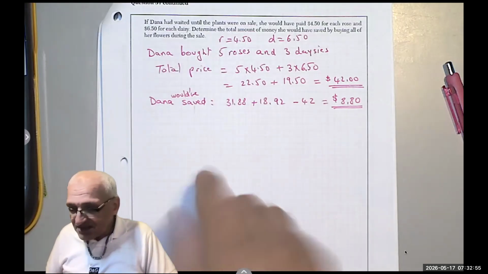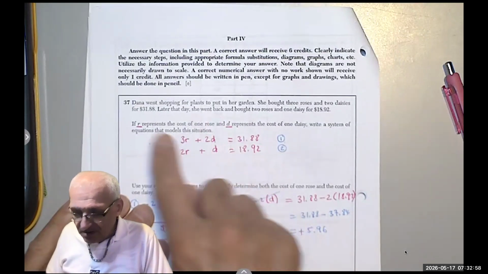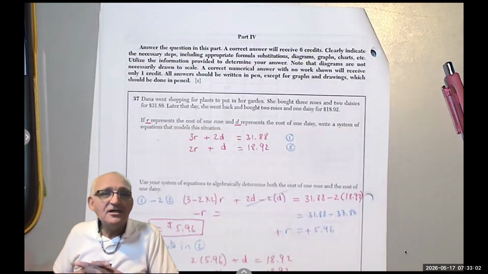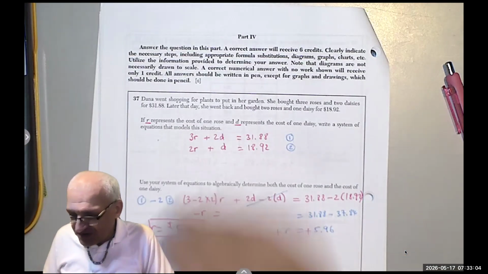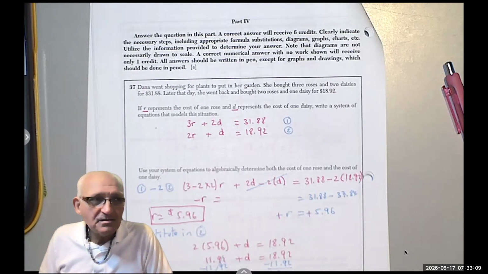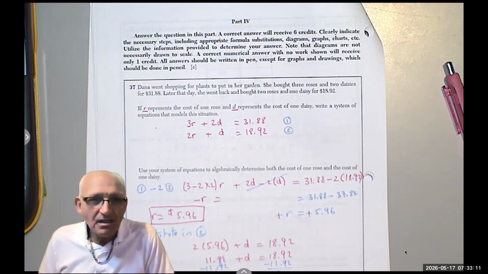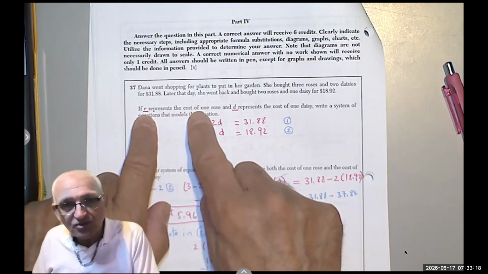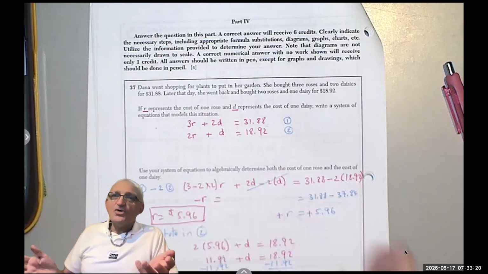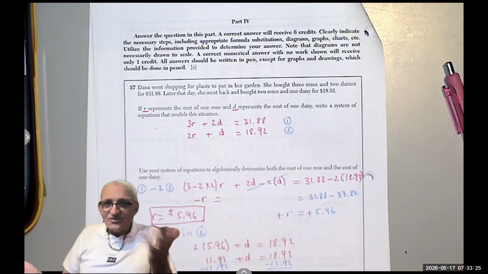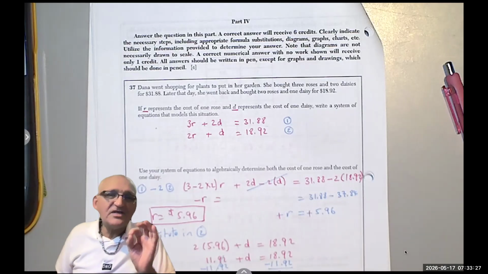And by the way, if they didn't give you this piece, I've seen a lot of students say, let R be rose and D be daisies. What does that mean? R is a rose? No. R would be the cost of one rose. Because if you tell me roses, is it the number? Is it the cost? You have to be very specific in math.